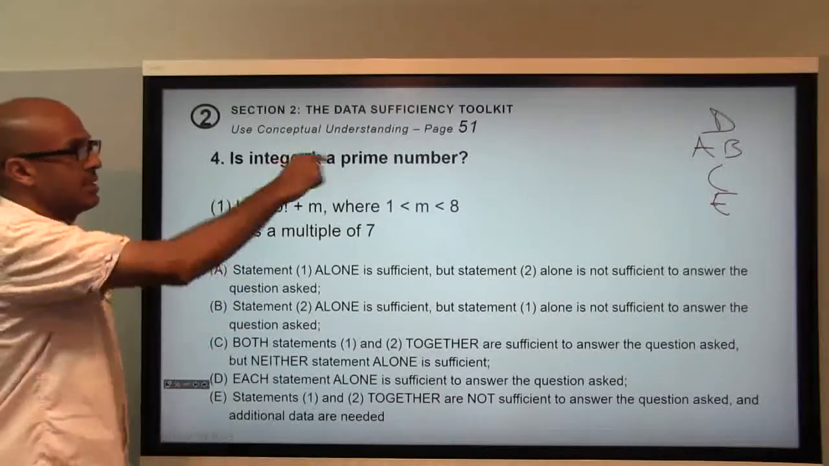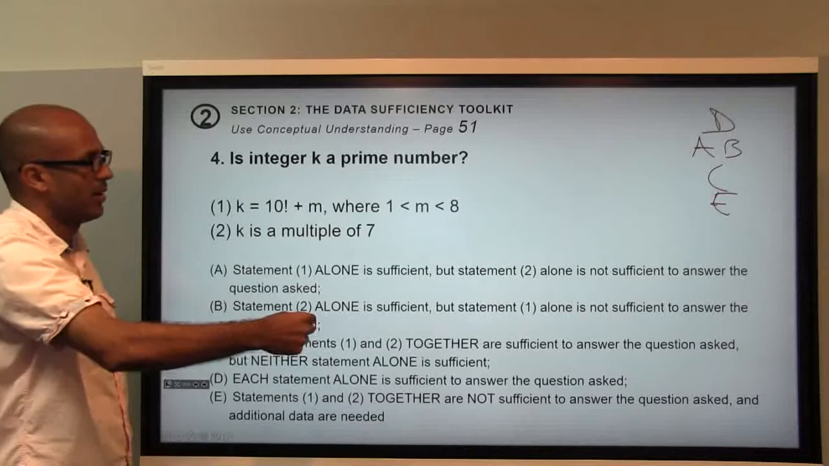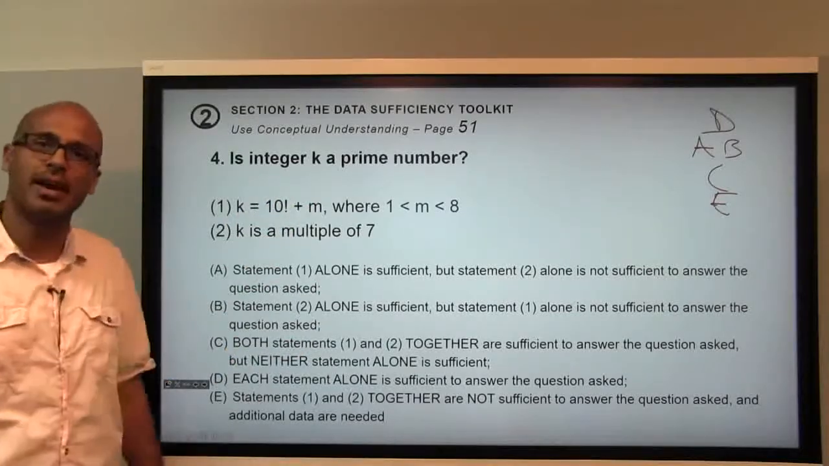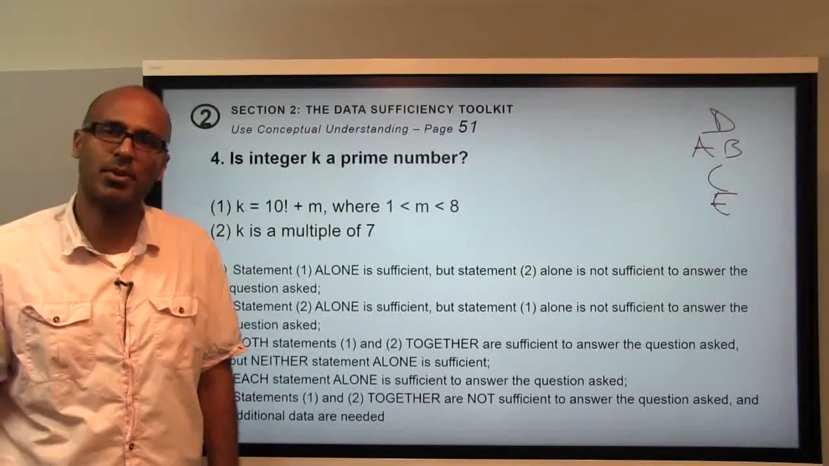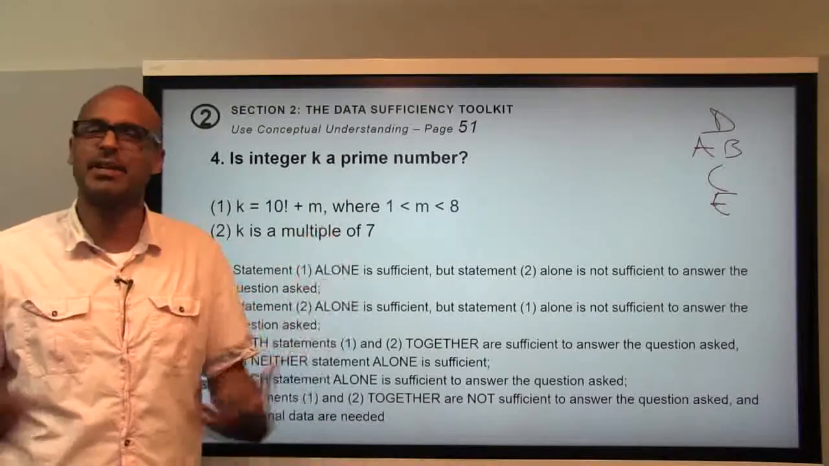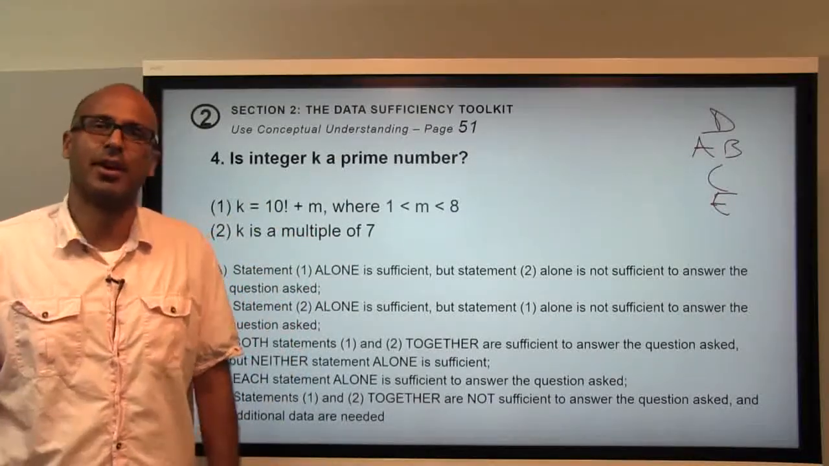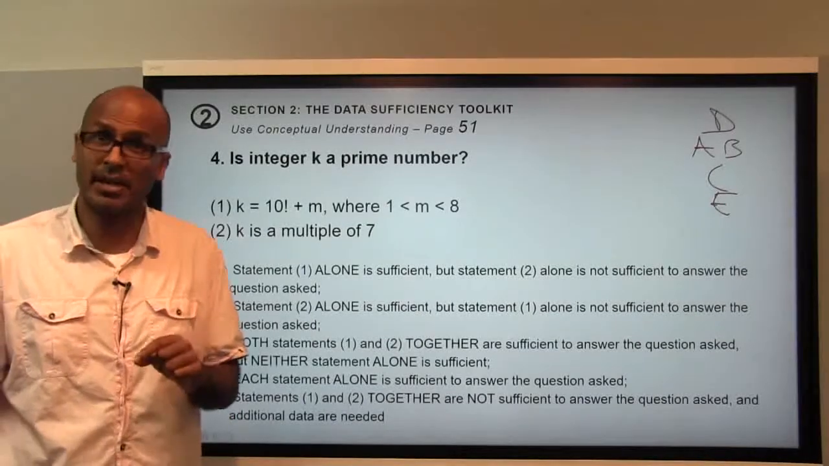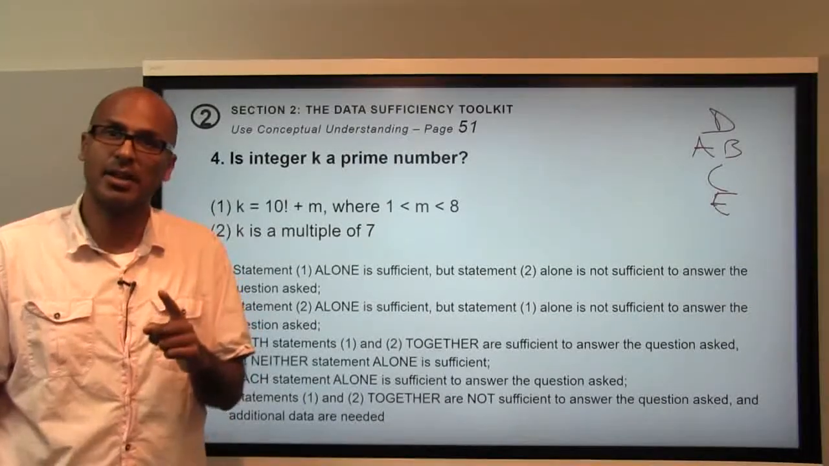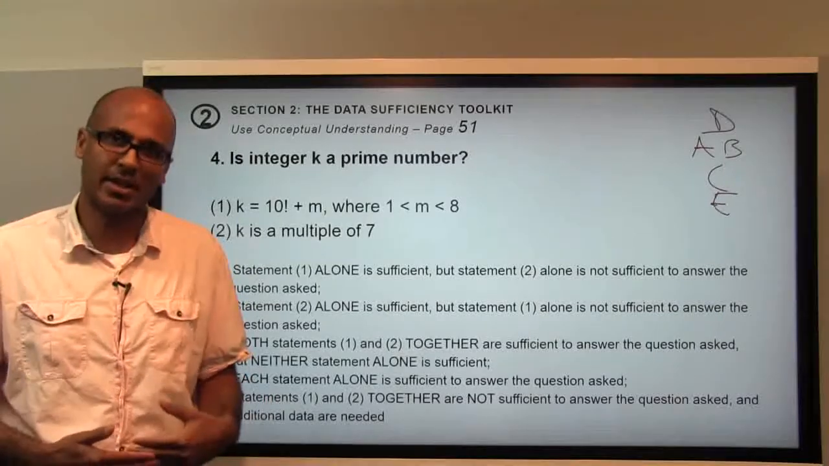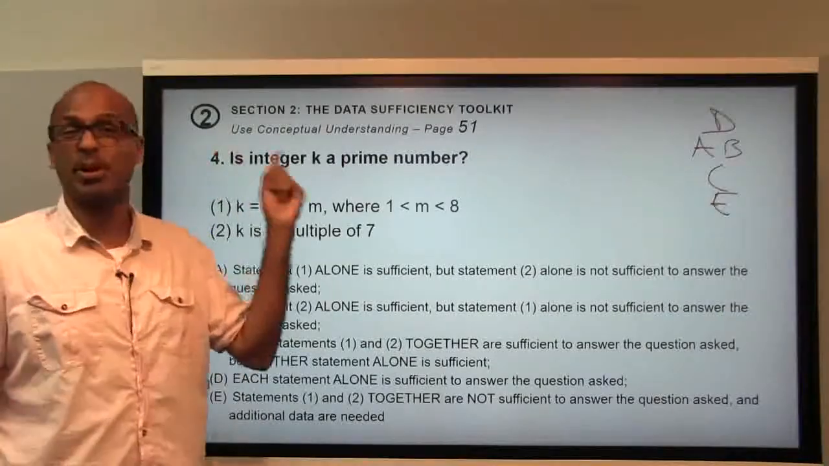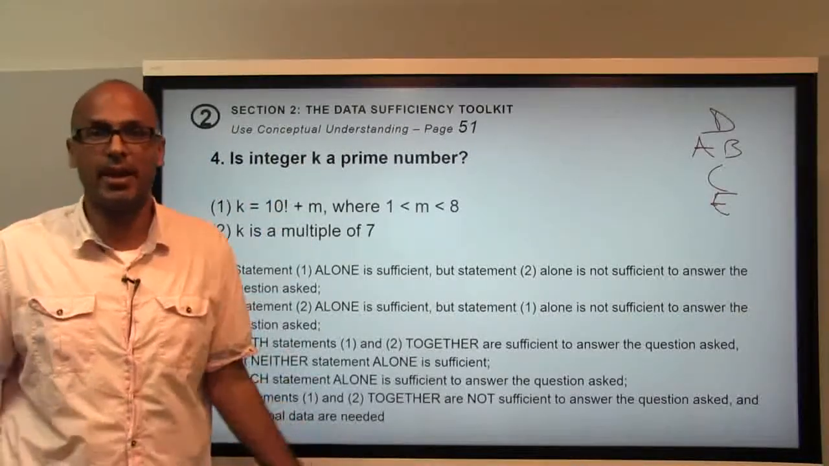Like, is this integer a prime number? Well, k is 10 factorial plus m. Punctuation sucks when it comes to quant, so it's like, do you want me to multiply out 10 factorial, figure out that number, and start to break all this down? Hell no. This ain't a math test, but a reasoning test. So let's showcase that reasoning here. Use conceptual understanding. Dumb it down.